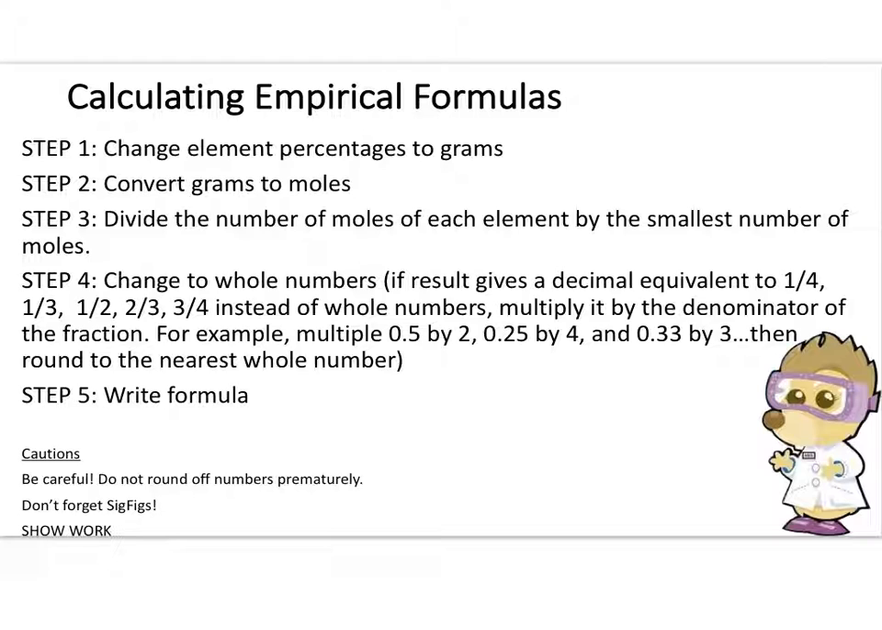And then step 4, we're going to make sure that we have whole numbers, and if we have to, we're going to multiply those numbers by a 2 or a 3 or a 4 if we do not have a whole number. And that'll make more sense, I have an example to show. And then the last thing we're going to do is write formulas.